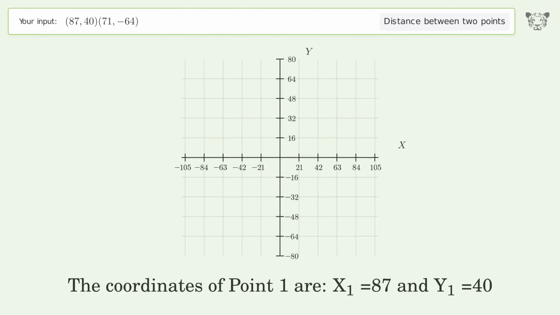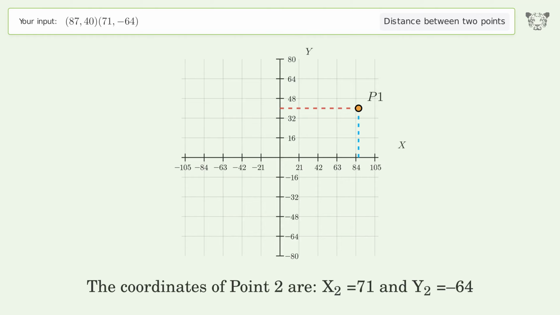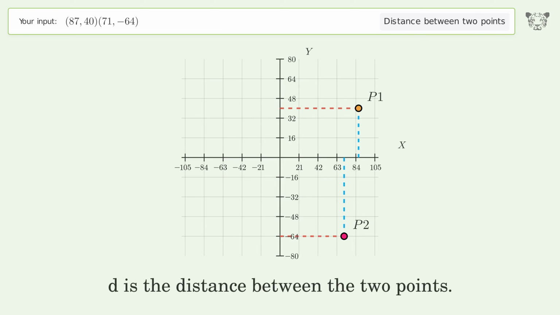The coordinates of point 1 are, x1 equals 87 and y1 equals 40. The coordinates of point 2 are, x2 equals 71 and y2 equals negative 64. D is the distance between the 2 points.